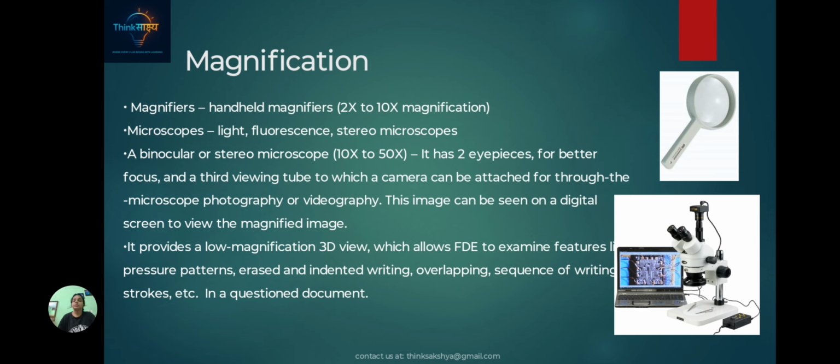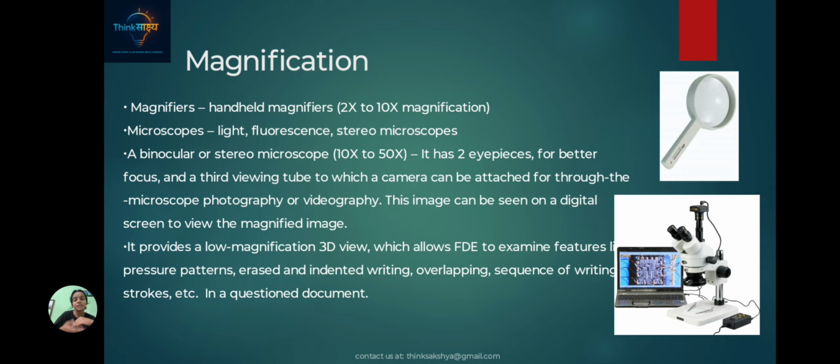Now, those were the basic measuring tools. Coming to magnification. First of all, the basic magnifier is a handheld magnifier which can zoom from 2x to 10x power of magnification. Next is the microscope. There are different types of microscope, such as light microscope, fluorescence microscope, and stereo microscope. These three are the most common microscopes used in forensic document examination. Light microscope, the basic one.